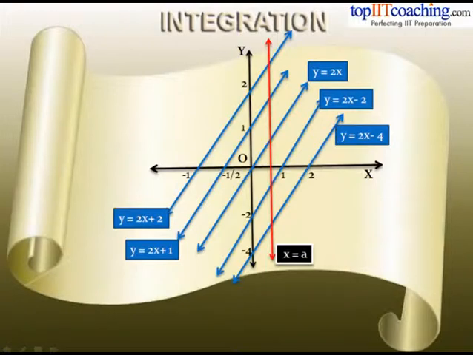If we put different values of c, we get different equations of lines. So y equal to 2x plus 2, y equal to 2x plus 1, y equal to 2x, y equal to 2x minus 2 and y equal to 2x minus 4 represent such members of the family of lines. Now we see that the common thing is each and every line has a slope of 2. Now let us say that we draw a line x equal to a parallel to the y-axis intersecting each of these members. Let us say that these points of intersection are a0, a1, a2, a3, a4 and so on.